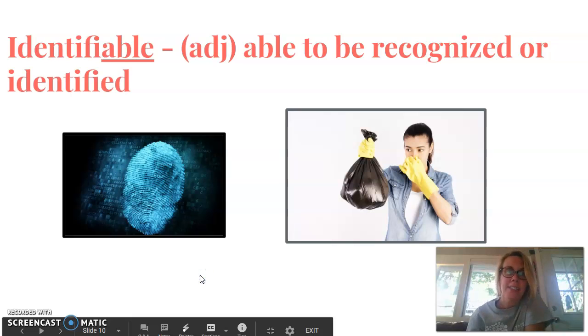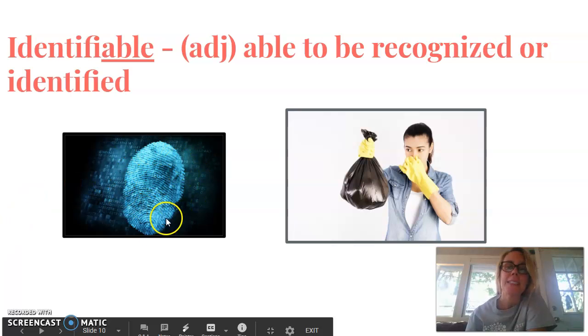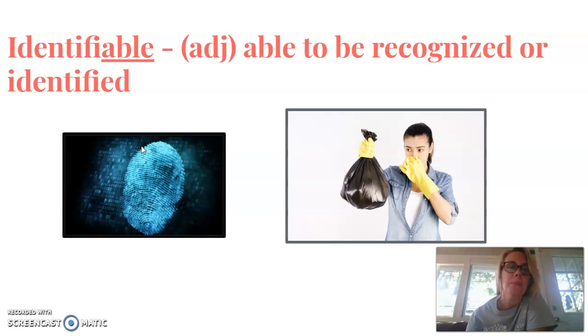Our next word is identifiable. Say identifiable. The suffix is able. Identifiable is an adjective that means able to be recognized or identified. For example, we all have fingerprints. This helps people identify who we are if need be. Also, when you're thinking of smells, there are some identifiable smells, such as garbage, so you can recognize what the smell is. Do you think we ever identified what the smell was in our cottage?